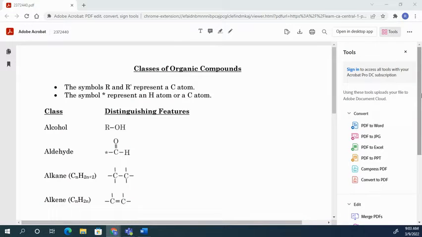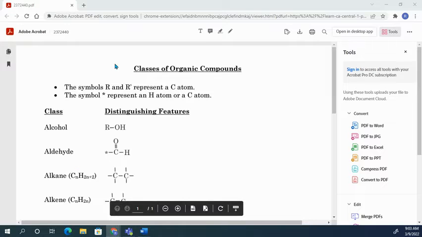In this video, I will be talking about how to identify organic compounds. So this assignment is under B17 on Blackboard. So this is the key which you will find under B17. The symbol R and R prime represent a carbon atom. The symbol asterisk represents a hydrogen atom or a carbon atom. And these are the distinguishing features of each functional group.